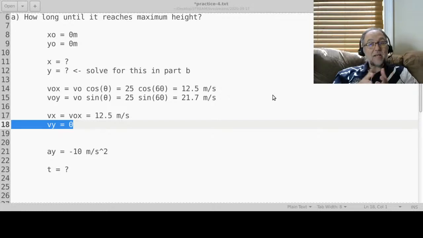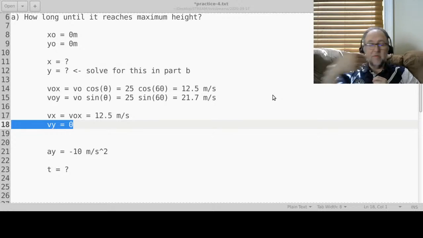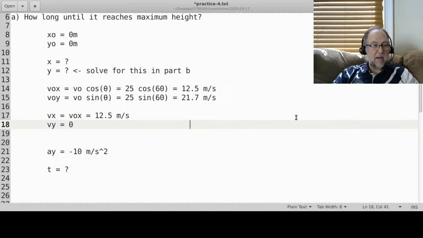Okay? But it's not the full velocity, it's just the y component of the velocity, because the y component is the velocity going up and down. It's just that part that you're looking at that talks about how fast you're going up and how fast you're going down, irrespective of traveling horizontally. And so in a sense, this is really what defines maximum height right there.